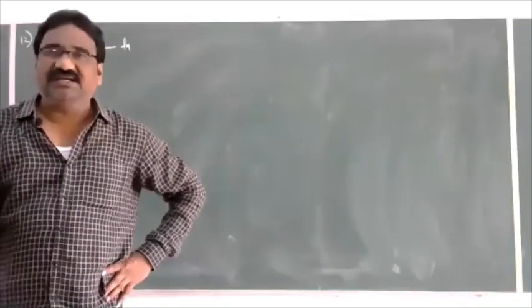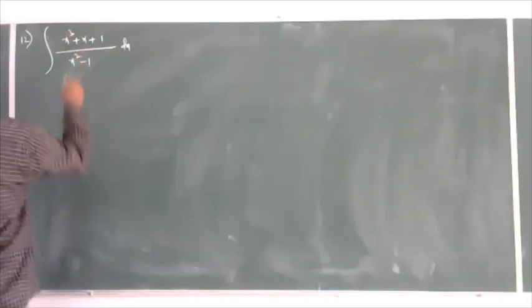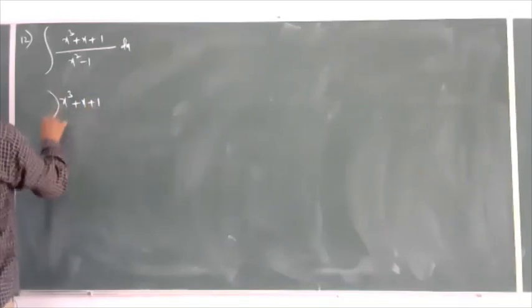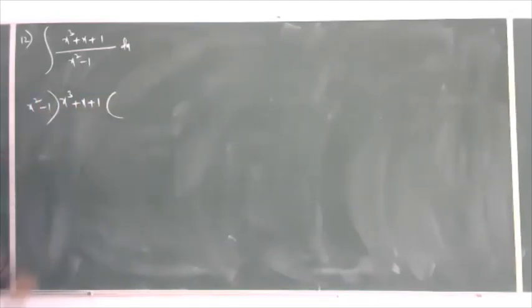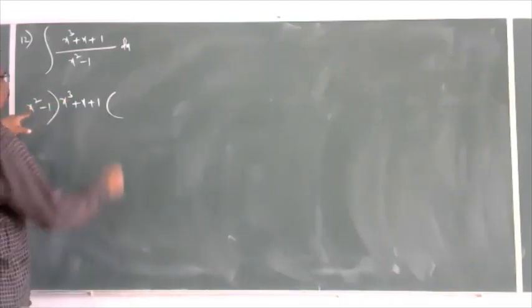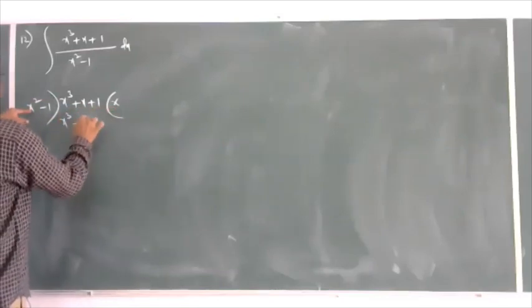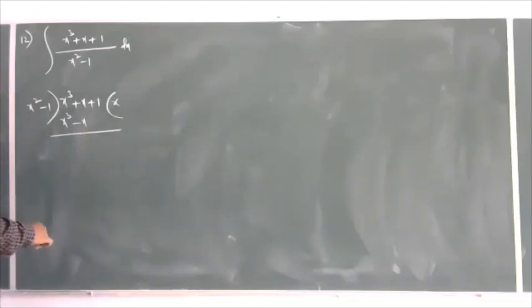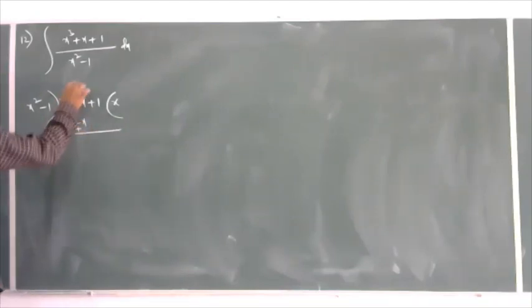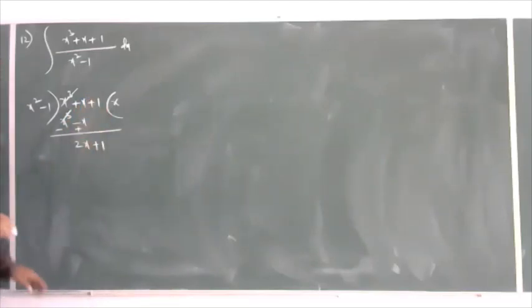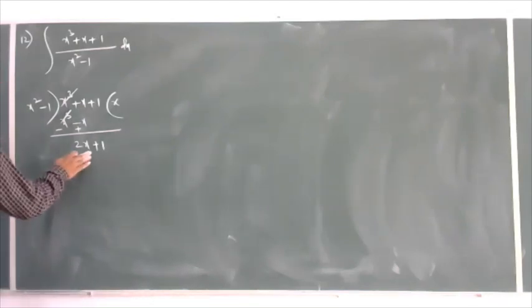You make it by using that. Integral x cube plus x plus 1 dividing with x square minus 1. So we require x cube here, multiplying x with x square minus 1 gives x cube minus x. So this is minus, plus; x cube cancels, x plus x is 2x, plus 1. That is, this is the remainder.